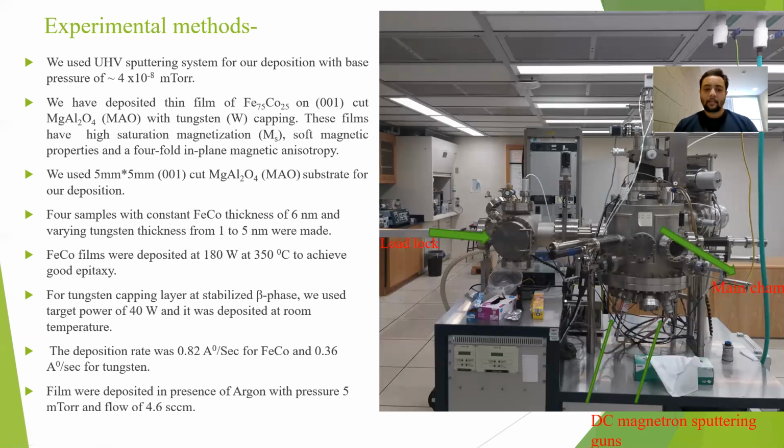And for the tungsten capping layer at stabilized beta phase, we use a target power of 40 watt, and it was deposited at room temperature. The deposition rate for iron cobalt was 0.82 Angstrom per second, whereas the deposition rate for tungsten was 0.33 Angstrom per second. The tungsten is deposited at a slow rate compared to iron cobalt, and these films are deposited in the presence of argon with pressure 5 mTorr, and the flow is maintained at 4.6 SCCM.